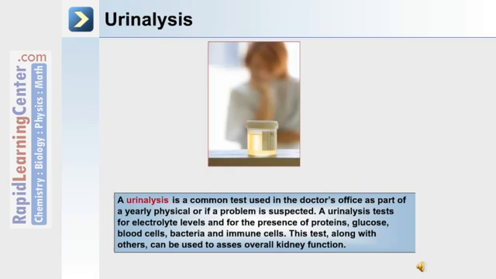This is a common test used in the doctor's office as part of a yearly physical or if a problem is suspected in a patient. A urinalysis tests for electrolyte levels as well as the presence of proteins, glucose, blood cells, bacteria, and immune cells. This test, along with others, can be used to assess the overall kidney function.